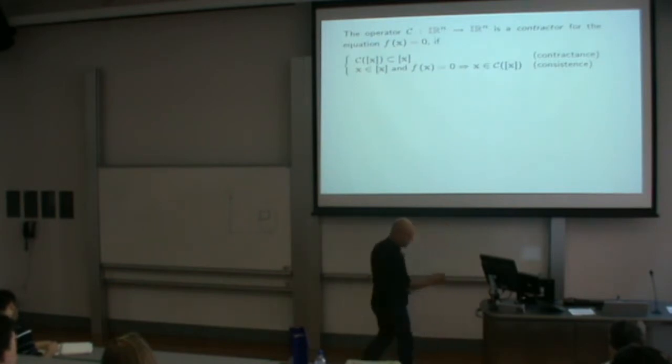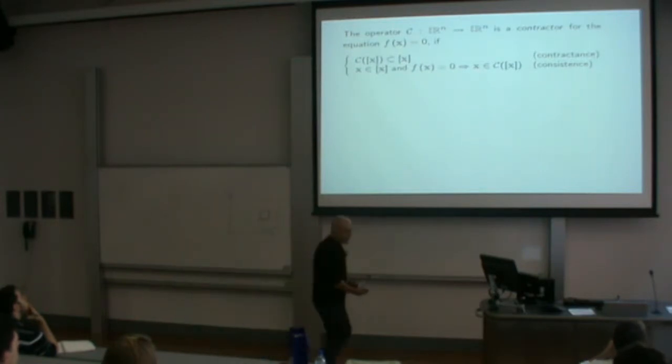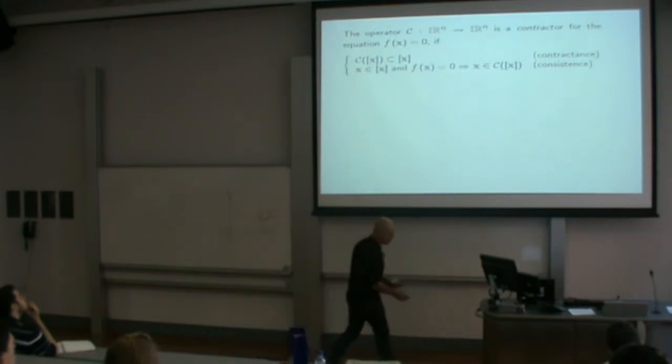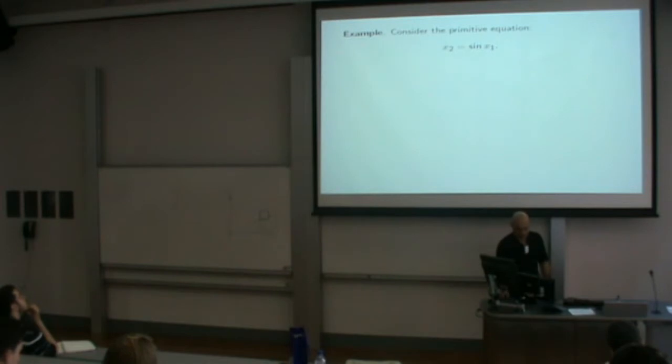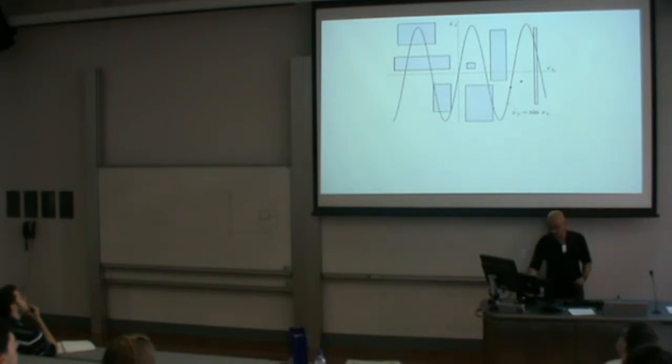So two important properties have to be satisfied. First, a contractor contracts boxes, and then if one point is a solution, then this point should still be inside the contracted box. Of course, to compute contractors, we shall use interval analysis for this. Consider, for instance, a simple equation, such as this one. The equation is represented by this sine function. Here I took several boxes. If I contract all these boxes using the optimal contractor, there are two ways to contract this box.